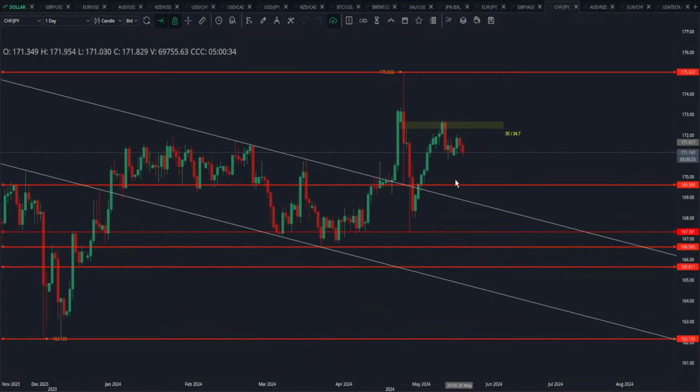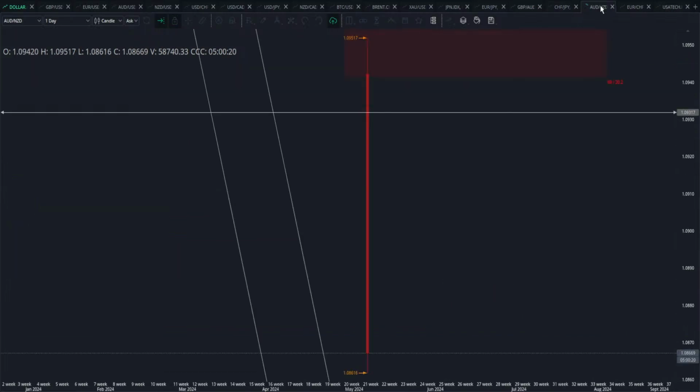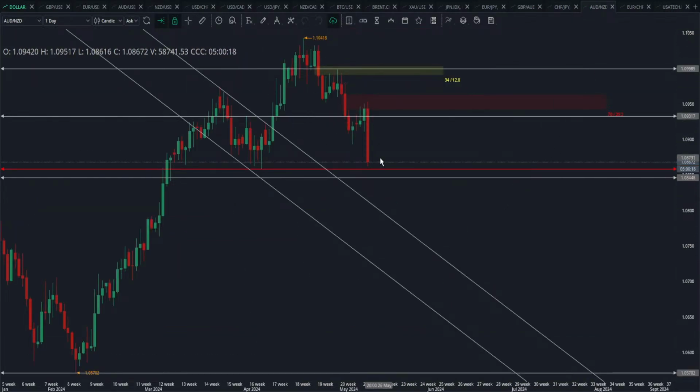CHF JPY, on the longer run we are bearish on this one, with the first target of 169.56, and then the second level of support is 167.30. For some reason, if the price starts rising from here, then it should find resistance at 175.02. Euro NZD, we are sellers in this one. We have already mentioned it. Any trade below 1.0857 will open the way to 1.0570. Now this is just wait and watch. The price may reverse from here, but if it trades below 1.0857, then 1.0570.